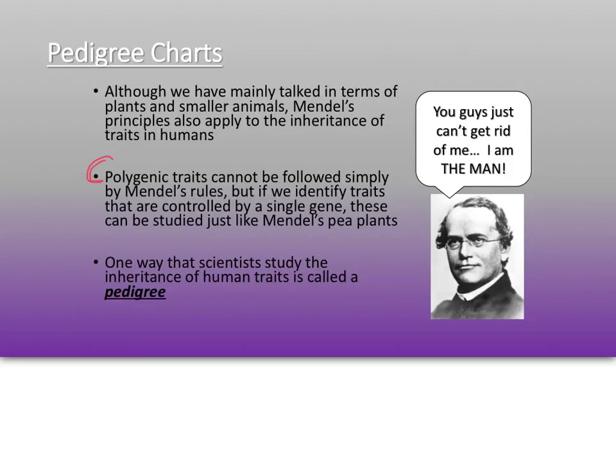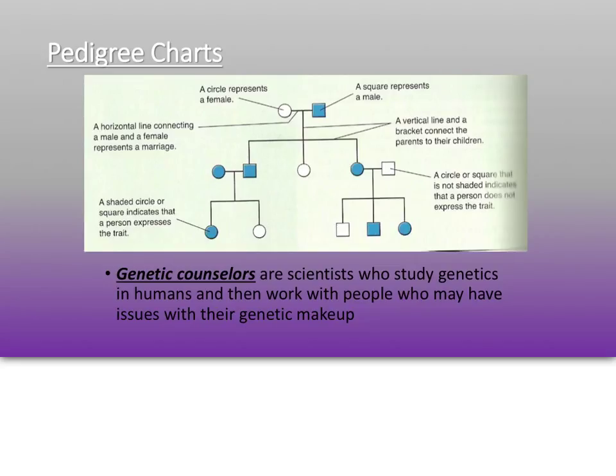and there's several others as well. So if you have a trait, or in some cases a disease, that's caused by one gene, it follows Mendel's rules, and you can draw a pedigree chart for it. So here's a basic pedigree.